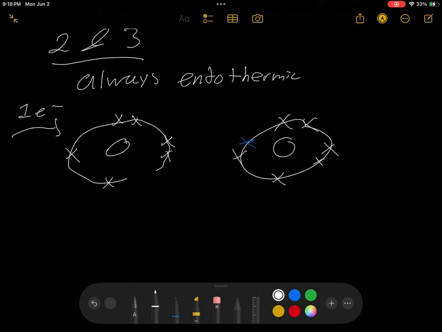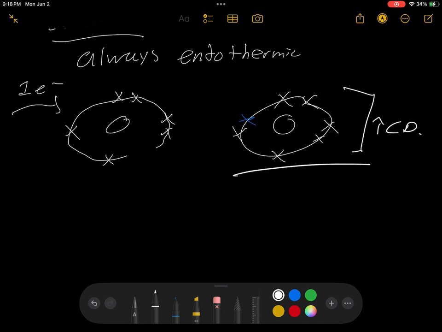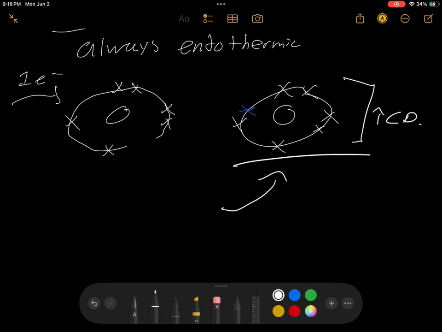So now that we've added an electron, we have increased the charge density of this atom, right? So it is now more negative. And that means that when we try to add another electron, so this is our second electron, we're trying to cram a negatively charged thing into a more negative space. And as we know, like charges will repel each other.